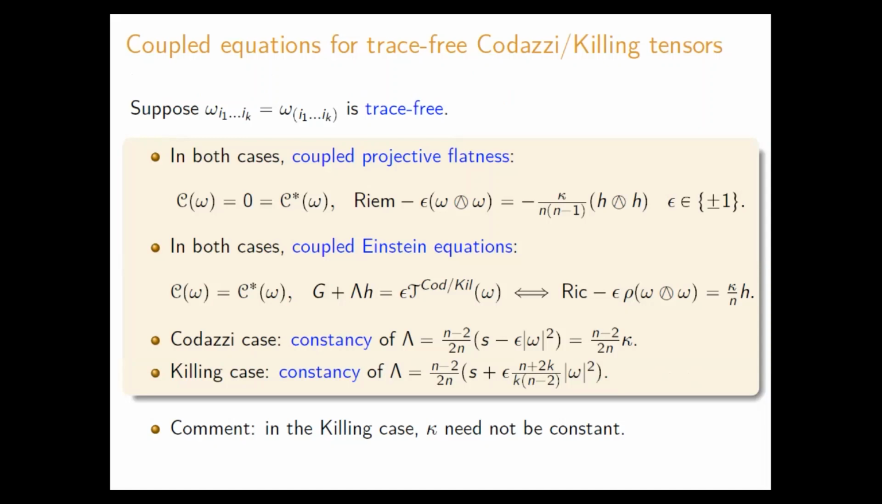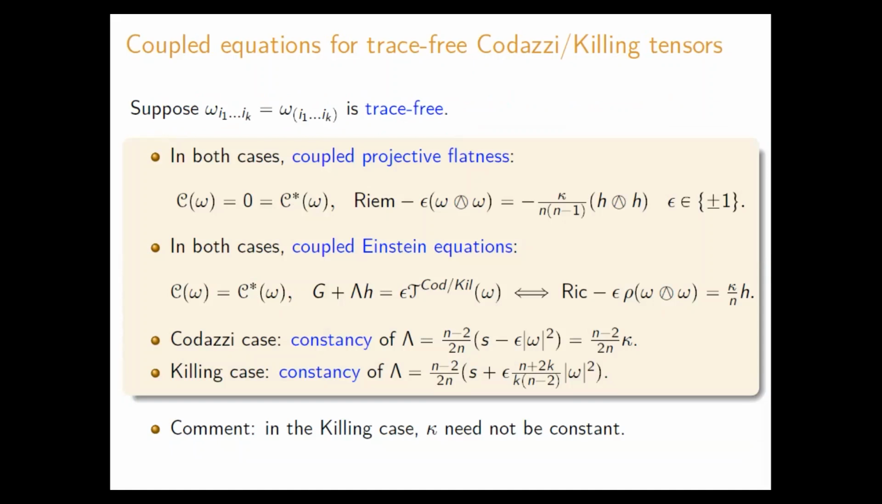And maybe the only thing worth noting is that the final constancy of this cosmological constant condition behaves a little bit differently, in the sense that in the Codazzi case, it implies that this kappa that appears here is actually constant. That's not the case in the Killing case. And in general, this coefficient depends, in the same way as everything else, on the representation theoretic data.